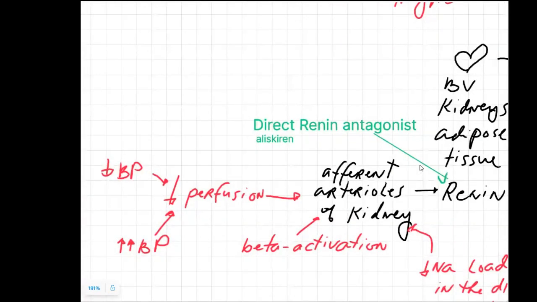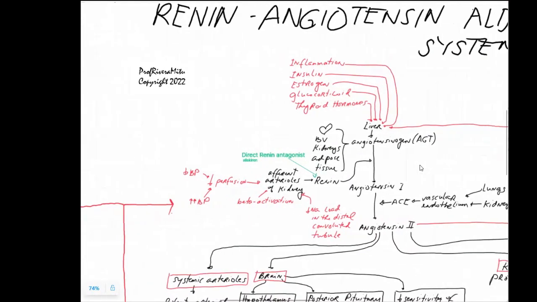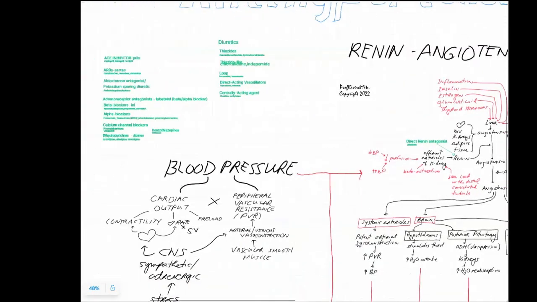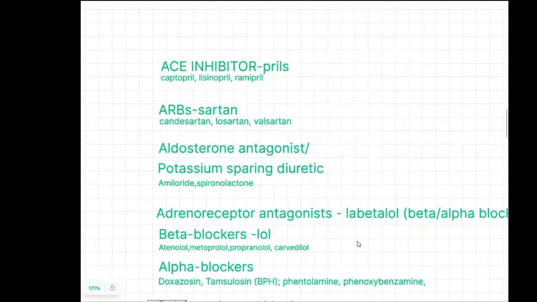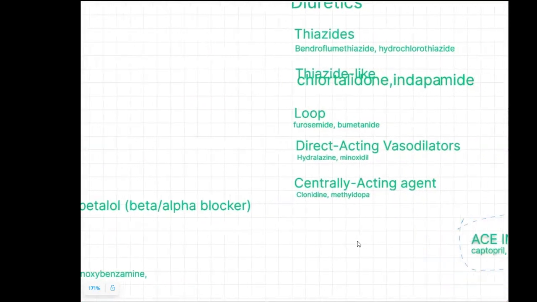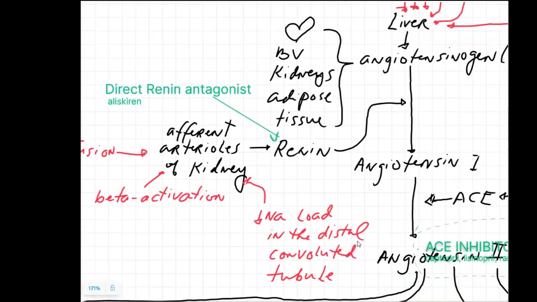So if we're not able to stop this whole pathway here by stopping renin, then the next best thing is to stop the conversion of angiotensin 1 to angiotensin 2. And so, of course, that is where ACE inhibitors play a part. And ACE inhibitors, ACE, angiotensin converting enzyme, as I mentioned, stops the conversion of angiotensin 1 to angiotensin 2.